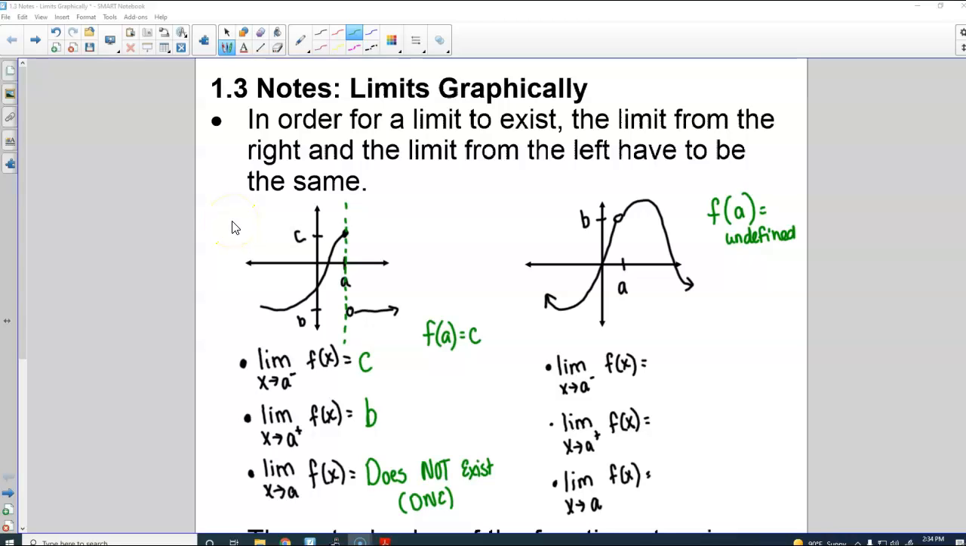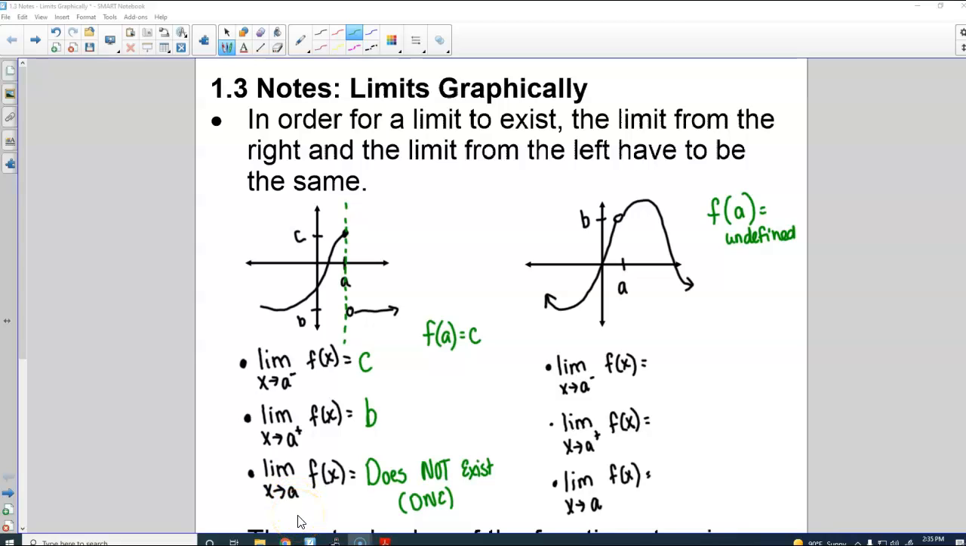From the left side, you've got C, and from the right side, you've got B. So whenever you have a limit as x approaches A, it means from both sides. So you can't call it BC or CB. It can't be both. So if they don't match, then the limit does not exist.